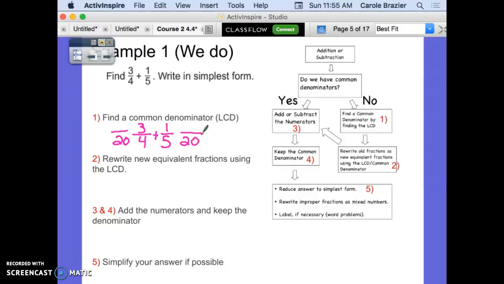5 times what gets me to 20 is 4, so 5 times 4. So I know what I do to the bottom, I have to do to the top. So 1 times 4 is 4. 4 times 5 is 20 down here. So I know I have to take 3 times 5 on the top and get 15. So my new fractions become 15 over 20 plus 4 over 20. When I add those together, I still just add my numerators and leave my denominators. So I'm left with 19 over 20, and that is my final answer because it is simplified.